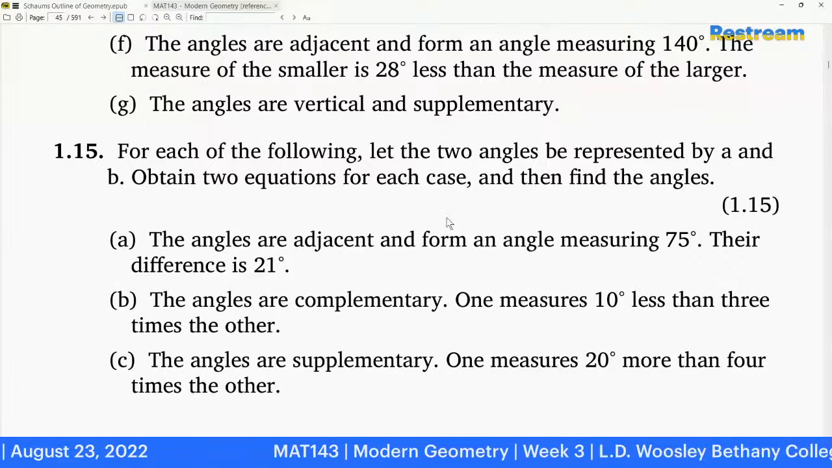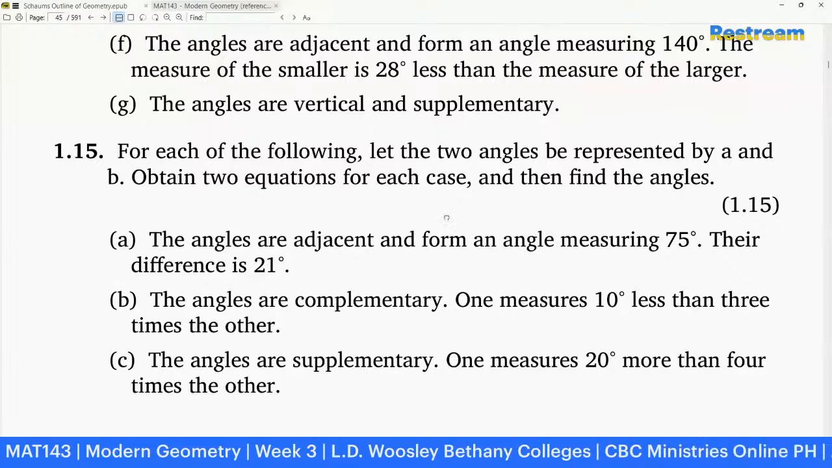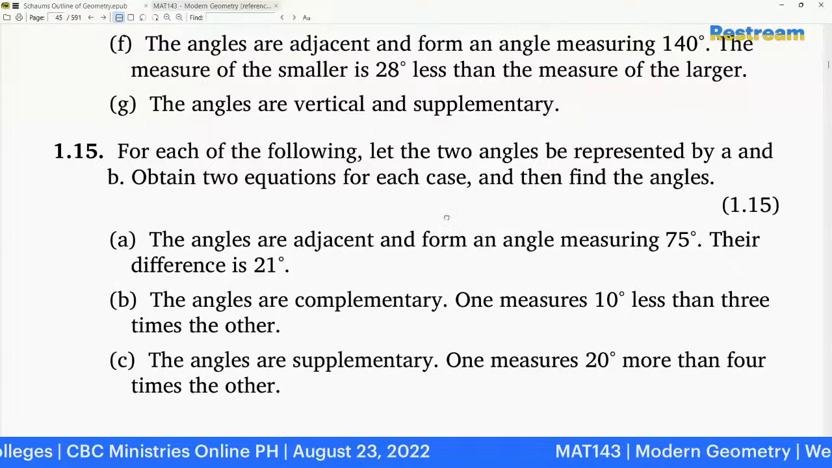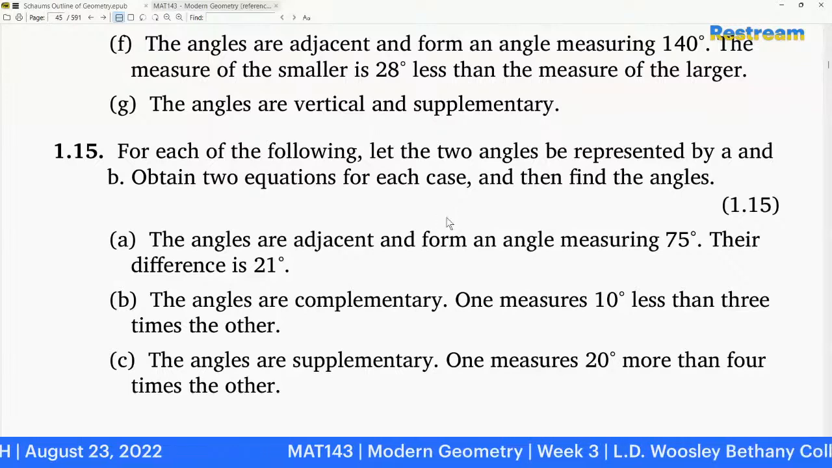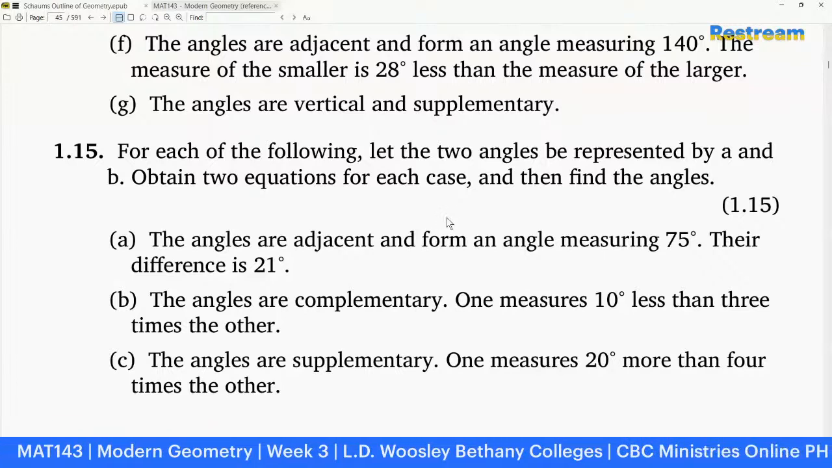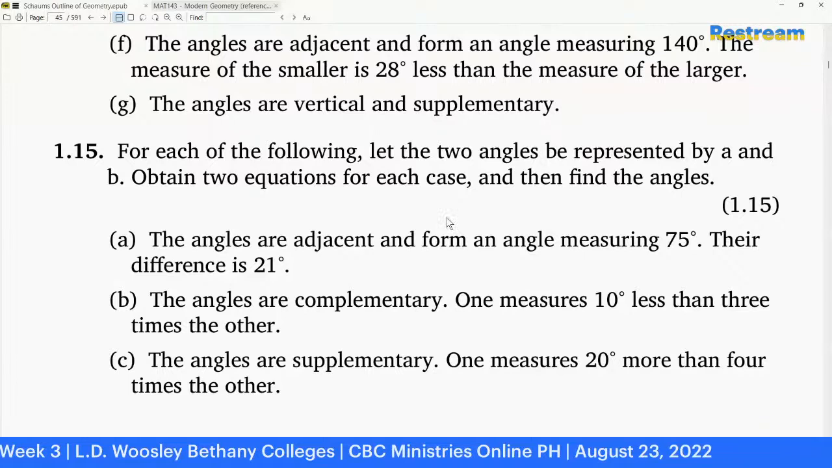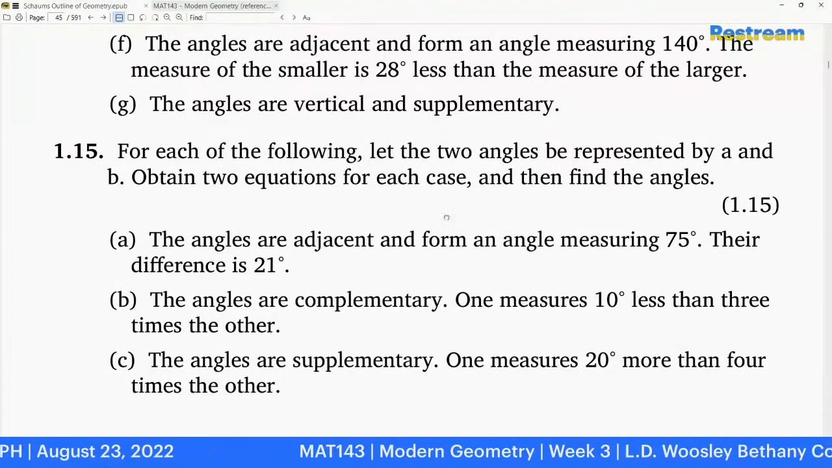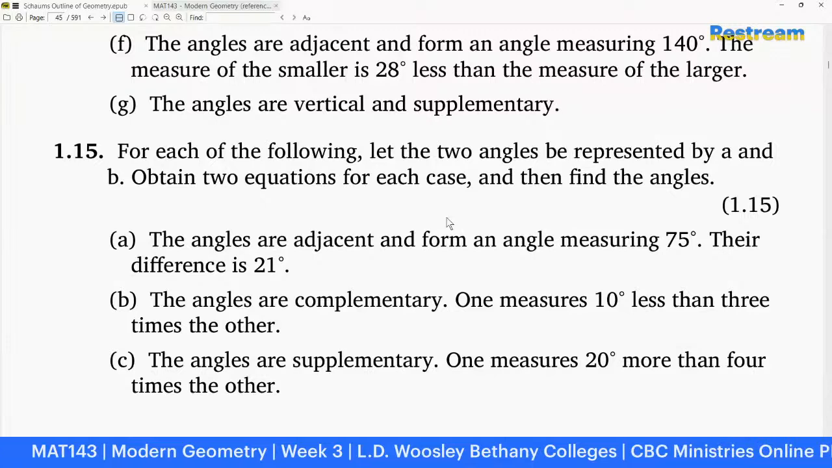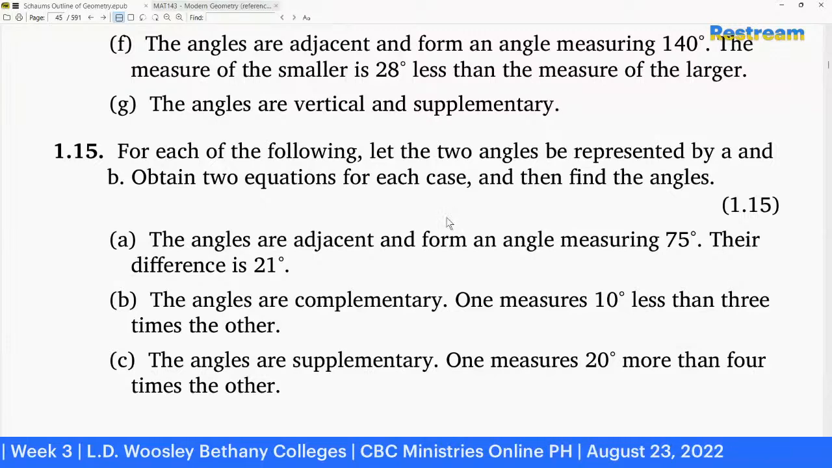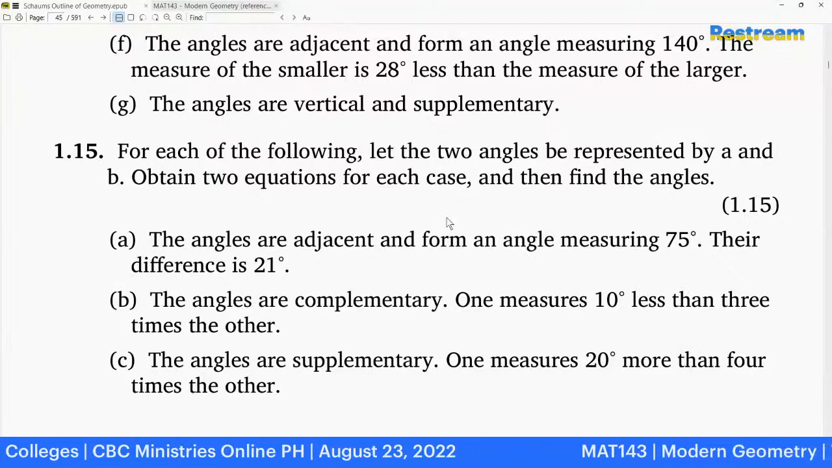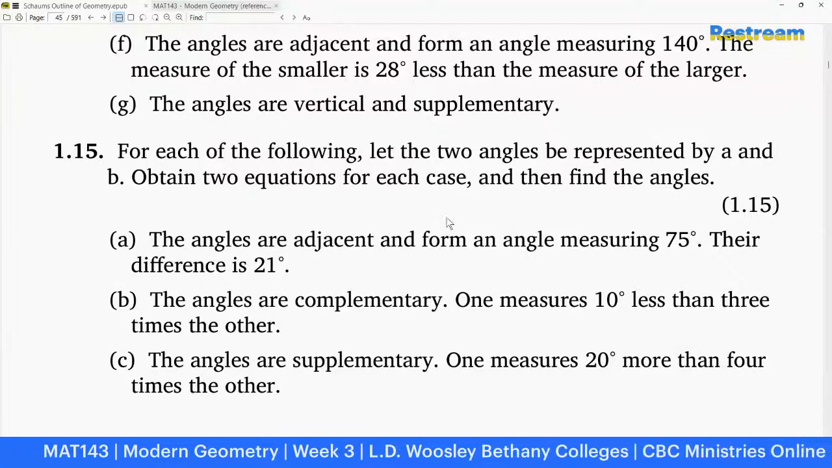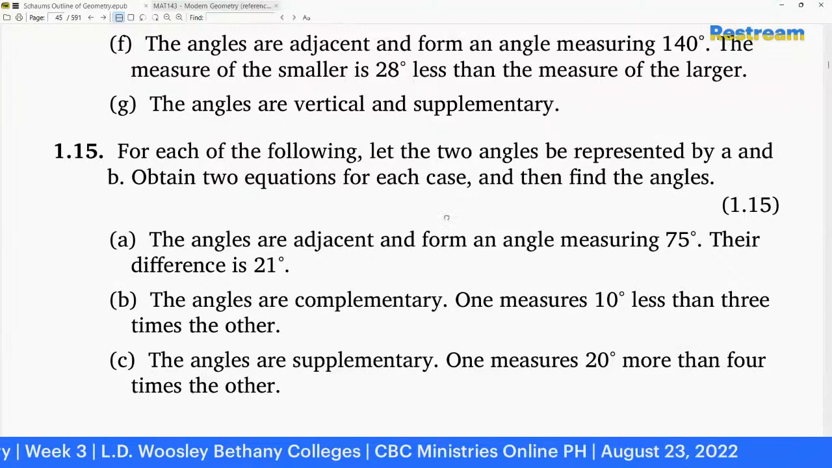And your answers? A is 20 degrees, B is equal to 70 degrees. 70? Sige, kindly recheck. Wait lang. Kasi kung 3A minus 10 plus A, 4A minus 10 is equal to 90. 4A is equal to 100. Tama? Negative 10, ibato mo sa kabila, 100. So 4A is equal to 100.